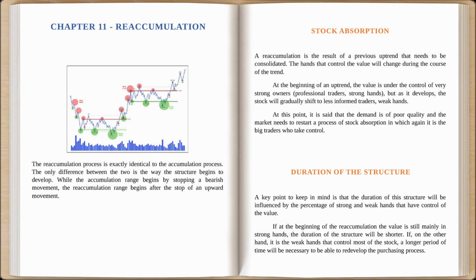At the beginning of an uptrend, the value is under the control of very strong owners, professional traders, strong hands, but as it develops, the stock will gradually shift to less informed traders, weak hands. At this point, it is said that the demand is of poor quality, and the market needs to restart a process of stock absorption in which again it is the big traders who take control.